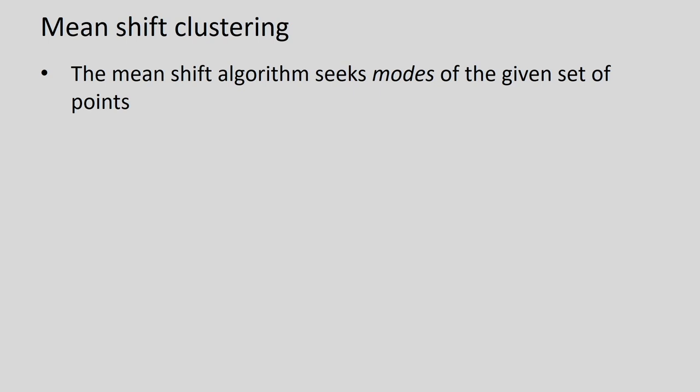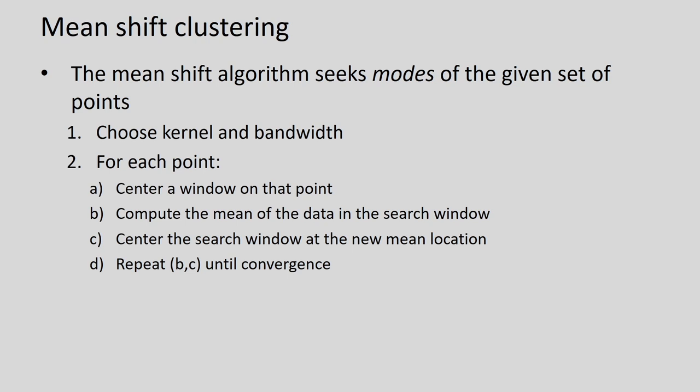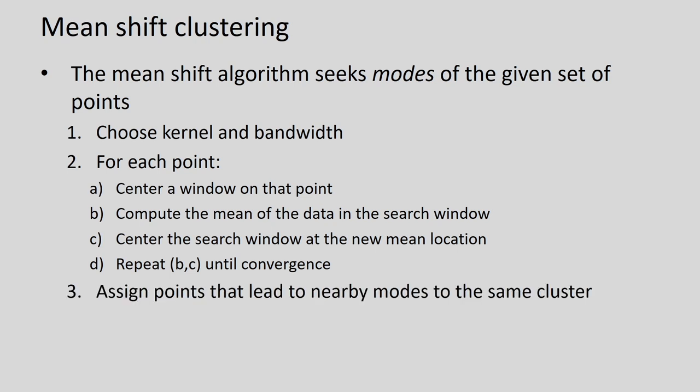So what is the mean shift clustering? The mean shift algorithm finds modes of the given set of data points. So what is the procedure? First, I have to select the kernel and the bandwidth, where h is the bandwidth. Then for each point, center a window on that point and compute the mean of the data in the search window. After this, center the search window at the new mean location. And I have to repeat steps B and C until the convergence condition is obtained. This is the algorithm of mean shift clustering. After this, in the third step, assign points that lead to nearby modes to the same cluster.